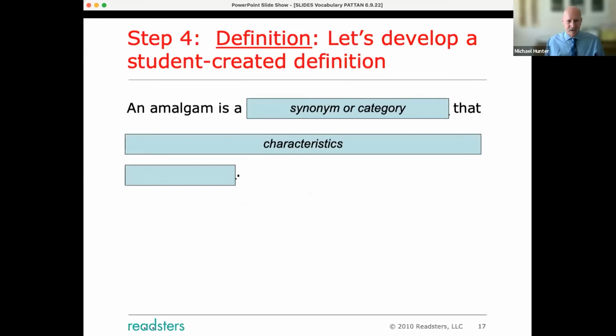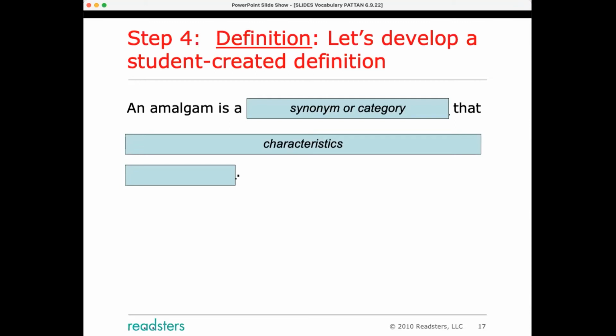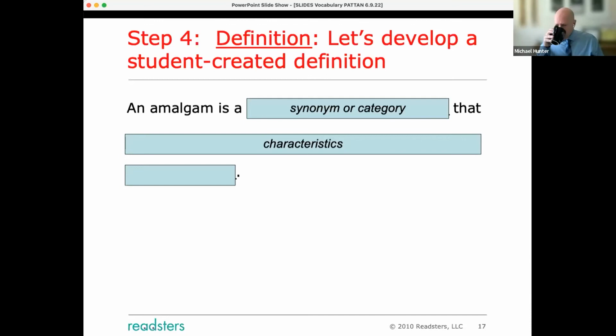We're going to use a sentence stem, a template for a definition, to create, in our own words, a definition for the word amalgam. Excuse me. Amalgam is a noun, so we're going to use the noun template. And so we're going to start with: an amalgam is.